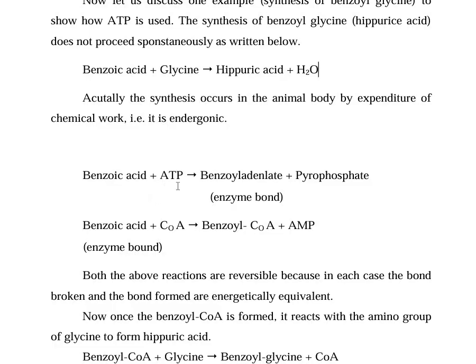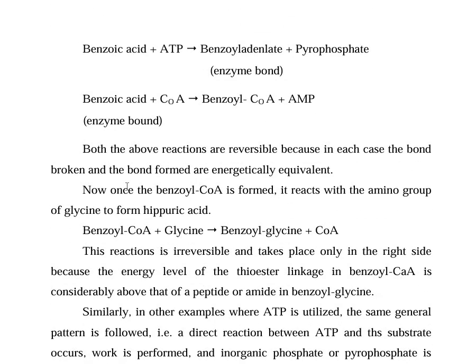So what happens in the animal body? Benzoic acid takes ATP and is converted to benzoyl adenylate and pyrophosphate enzyme bond, and then benzoic acid with coenzyme A gives benzoyl coenzyme A, AMP enzyme bond. Both the above reactions are reversible because in each case the bond broken and bond formed are energetically equivalent. Once the benzoyl coenzyme A is formed, it reacts with the amino group of glycine to form hippuric acid.